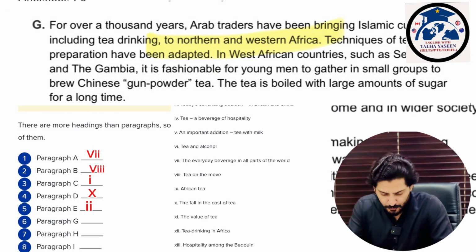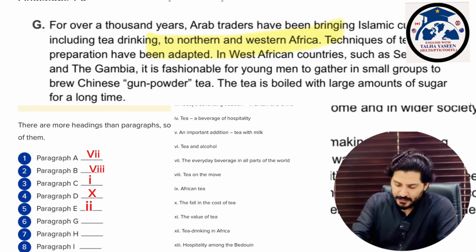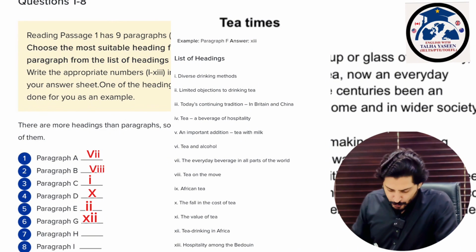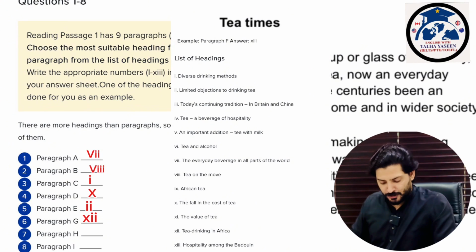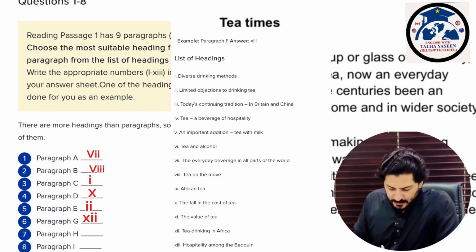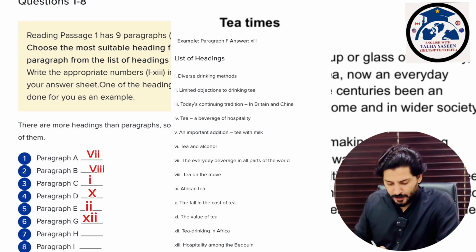Let's read the readings. Yes, 12 will be the right option: tea drinking in Africa, because only Africa is mentioned in this passage. So we will write 12 in front of paragraph G.